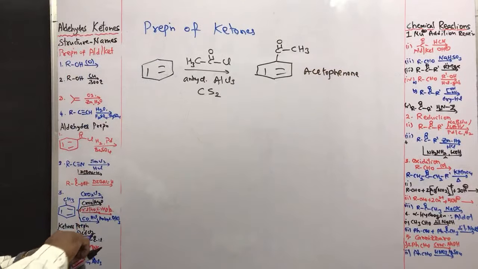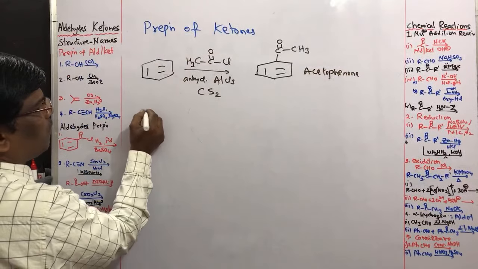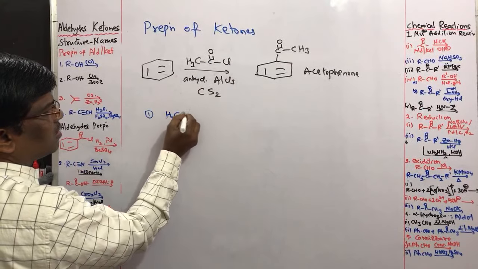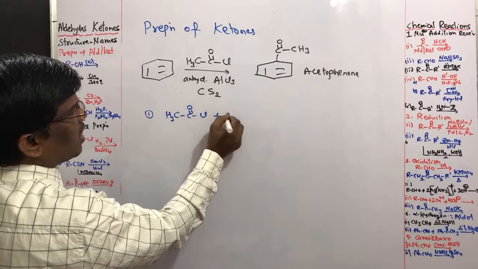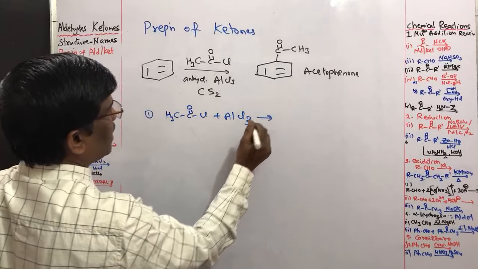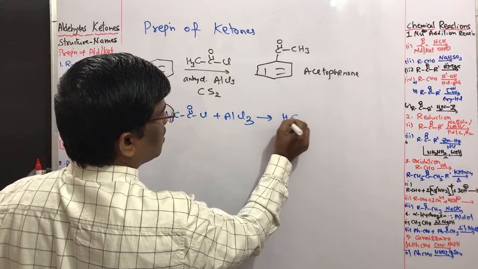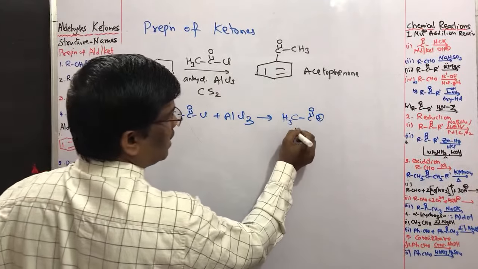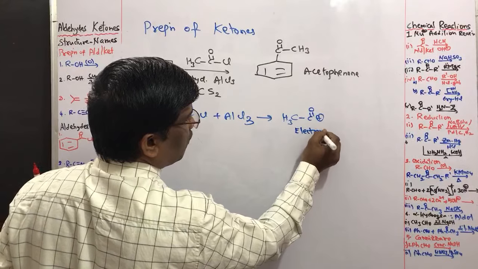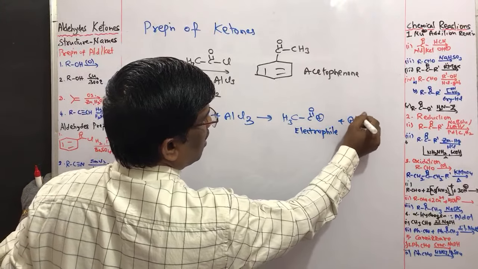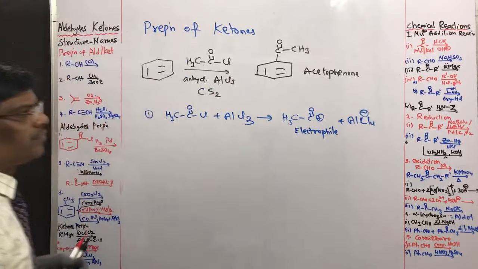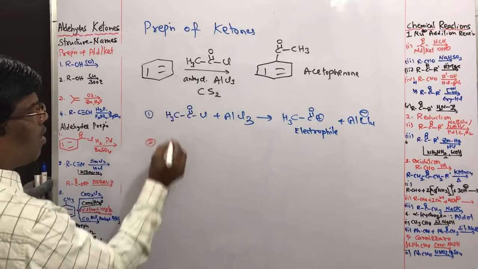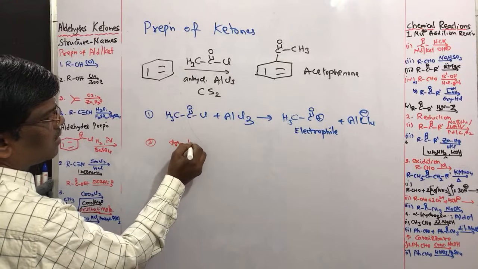So can anyone write the mechanism? It is very simple. The first step involves generation of carbocation. Acetyl chloride plus aluminum chloride is going to generate the acyl carbocation CH3CO+. This is the carbocation or electrophile, with AlCl4 minus. The second step is formation of sigma complex.